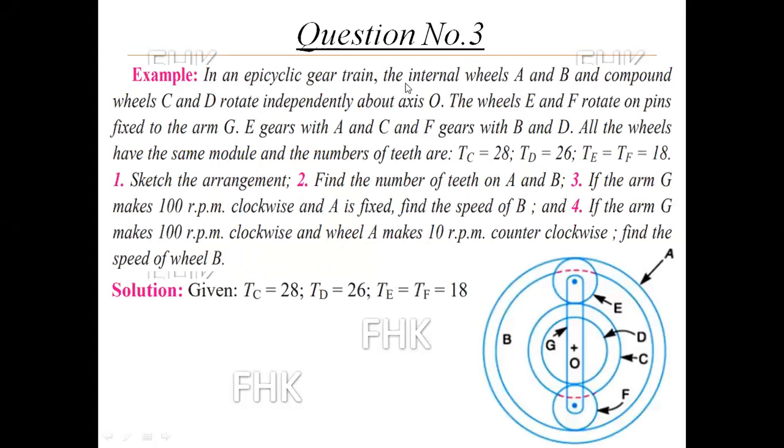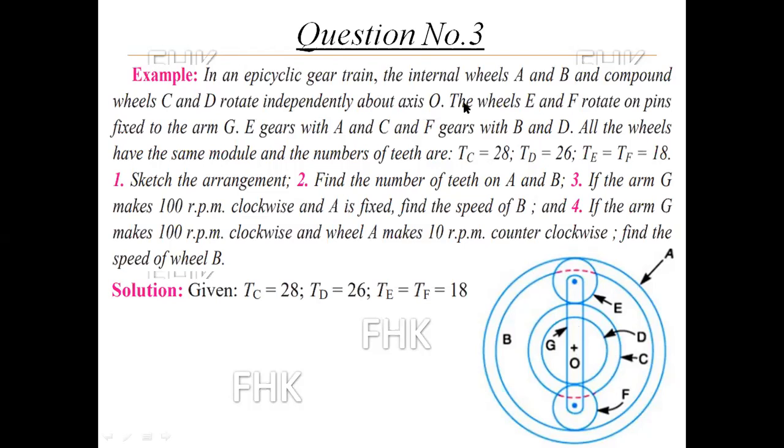In an epicyclic gear train, the internal wheels A and B and compound wheels C and D rotate independently about axis O. This is internal gear A and internal gear B, and compound gear C and D. Now all of you know what a compound gear is. The compound gear is mounted on the same axis of rotation, so speed NC is equal to speed ND. So these four gears A, B, C and D are mounted on a single rotational axis, which rotates about axis O.